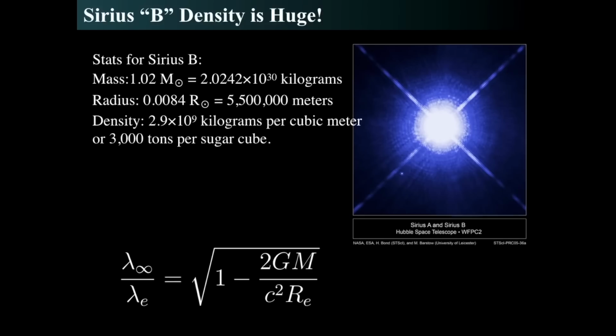All right, so therefore we know the density is enormous because the mass is 2 × 10^30 kilograms. The radius is about 5.5 million meters, and that gives a density of about 3 billion kilograms per cubic meter, or approximately 3,000 tons per sugar cube, which is huge. That's a huge amount of mass. So that is a huge density for such a tiny object.